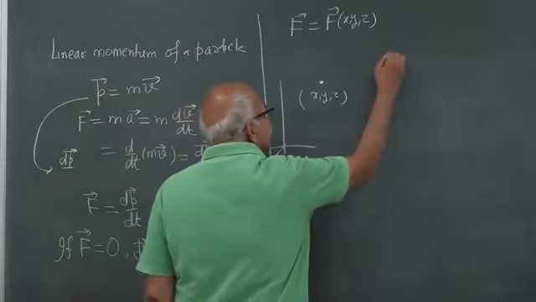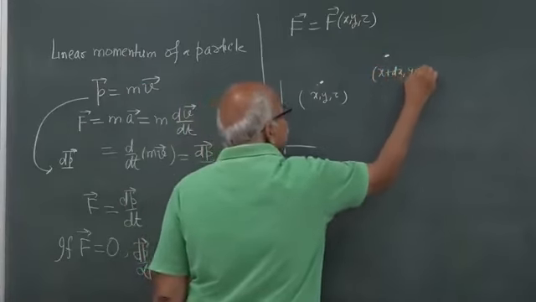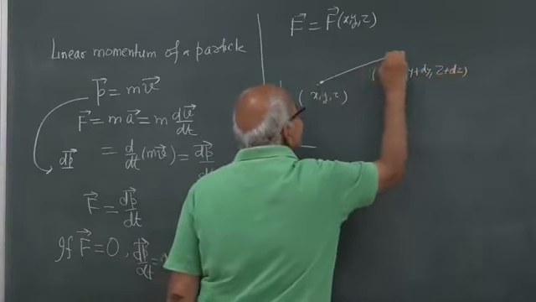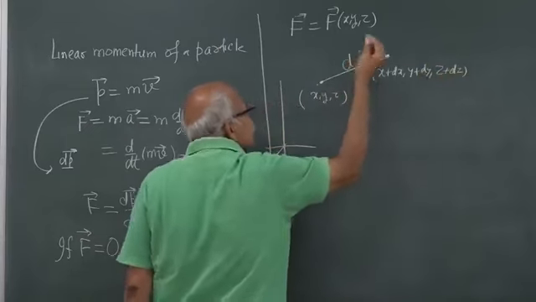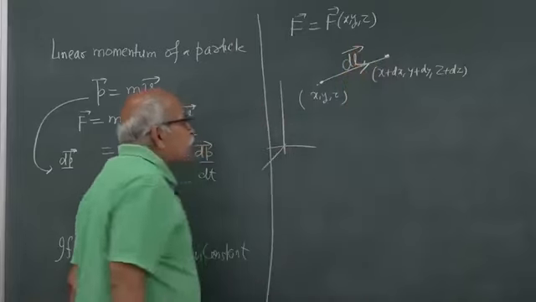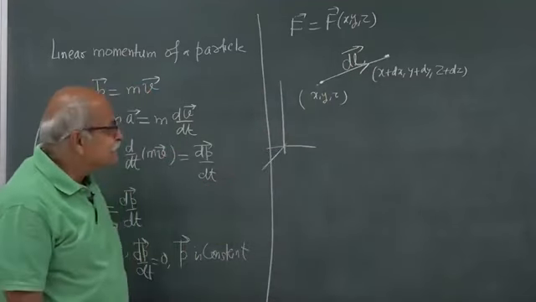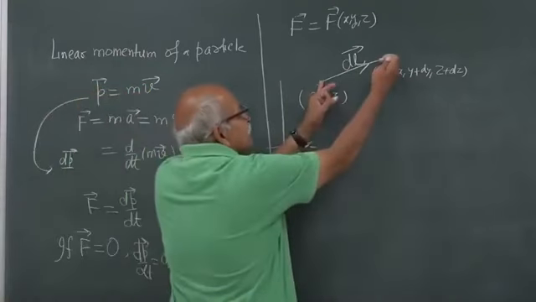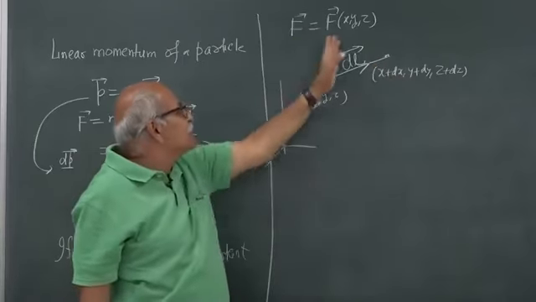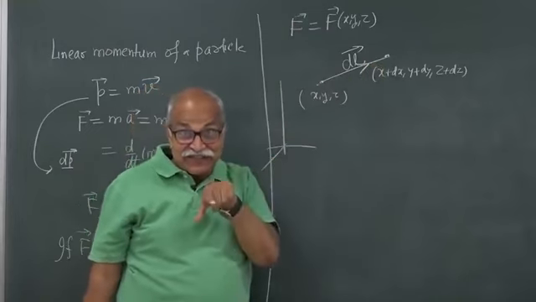Then nearby I take another point, and this is x plus dx, y plus dy, z plus dz, and this vector I call dr vector or dl vector. People also call it dr vector. And then this is a small line segment. So, we assume that the variation of x within this is infinitesimally small. That is how calculus works.